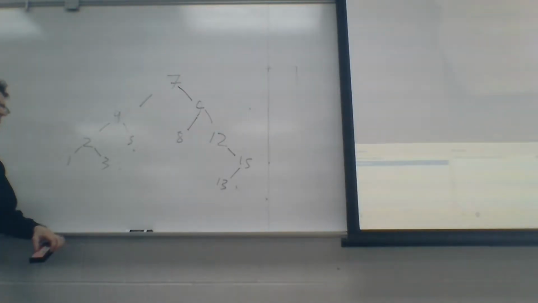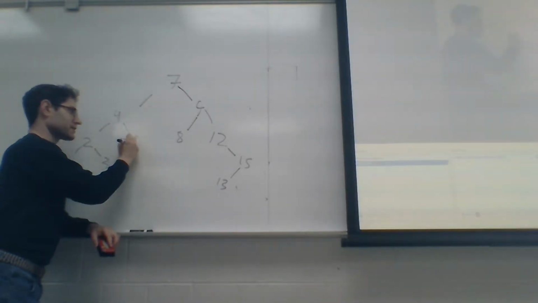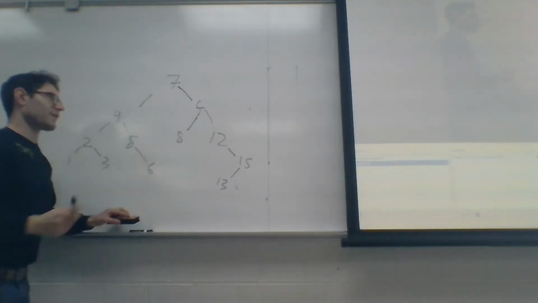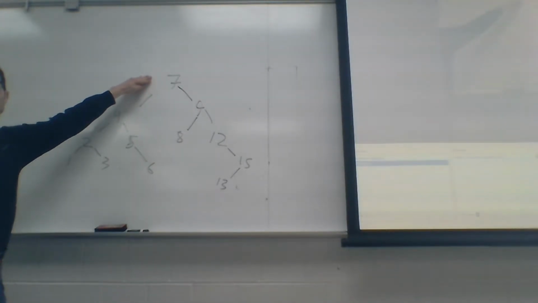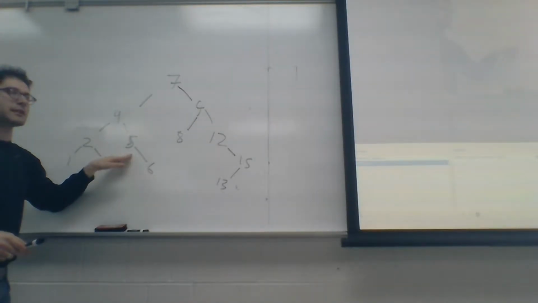So the other case is, what if you have one child? So let's go ahead and restore 6 to its proper place, right? And this time we'll delete 5 from the tree. So 5 is less than 7. It's greater than 4. We found 5. Now we need to delete 5.